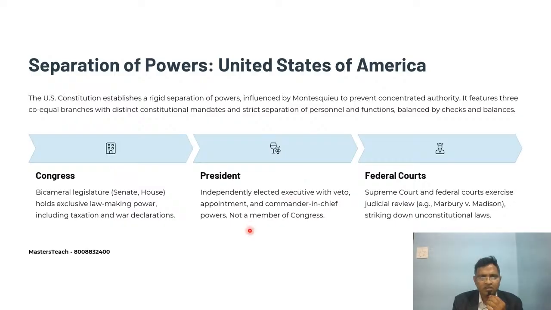Whereas the president is elected, with veto and appointment powers, and he holds commander-in-chief powers. He is not a member of Congress in the US. Then the Supreme Court and federal courts exercise judicial review, like Marbury versus Madison, striking down unconstitutional laws.